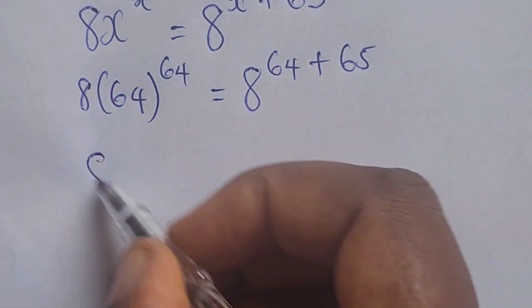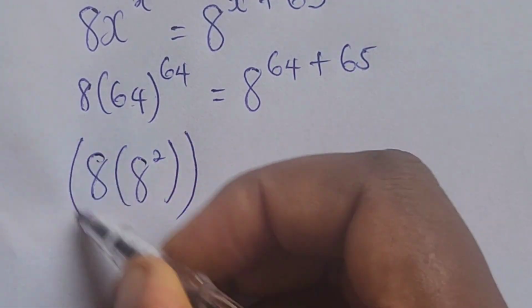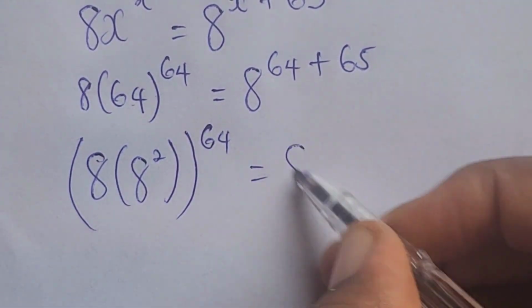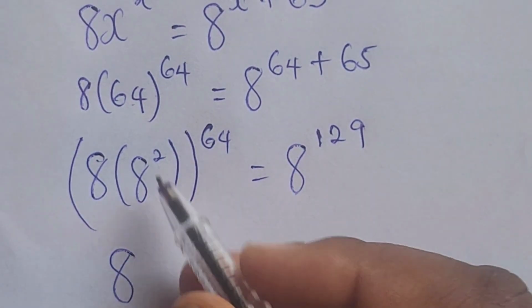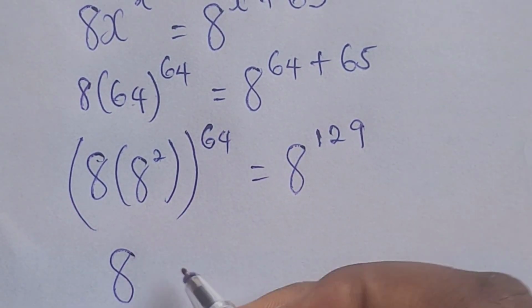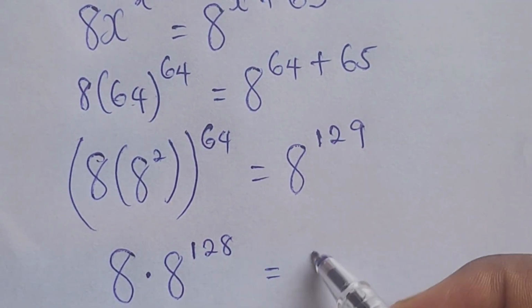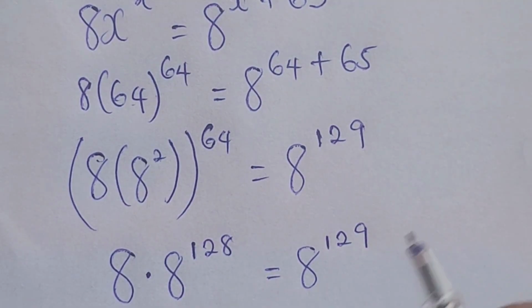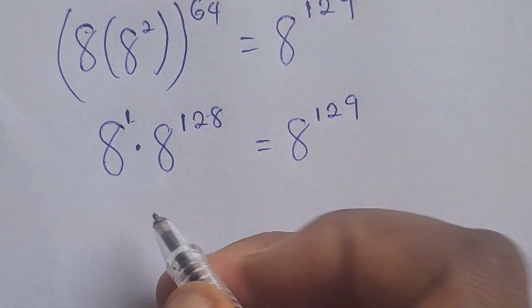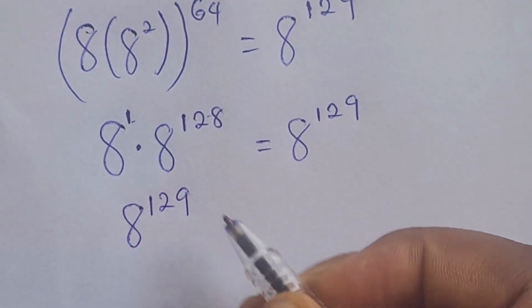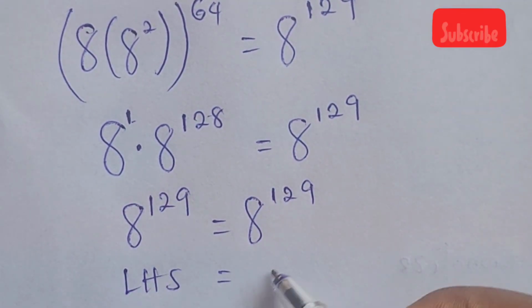So we have 8, our 64 is 8 to the power of 2 further raised to the power of 64, and is equal to 8 to the power of, when we add up this, we have 129. So we have 8 to the power of, multiplying the powers here, we have 8 to the power of 128 equal to 8 to the power of 129. So our 8 here, the power is 1. So adding these powers together, we have 8 to the power of 129 equal to 8 to the power of 129. So the left hand side equals the right hand side.